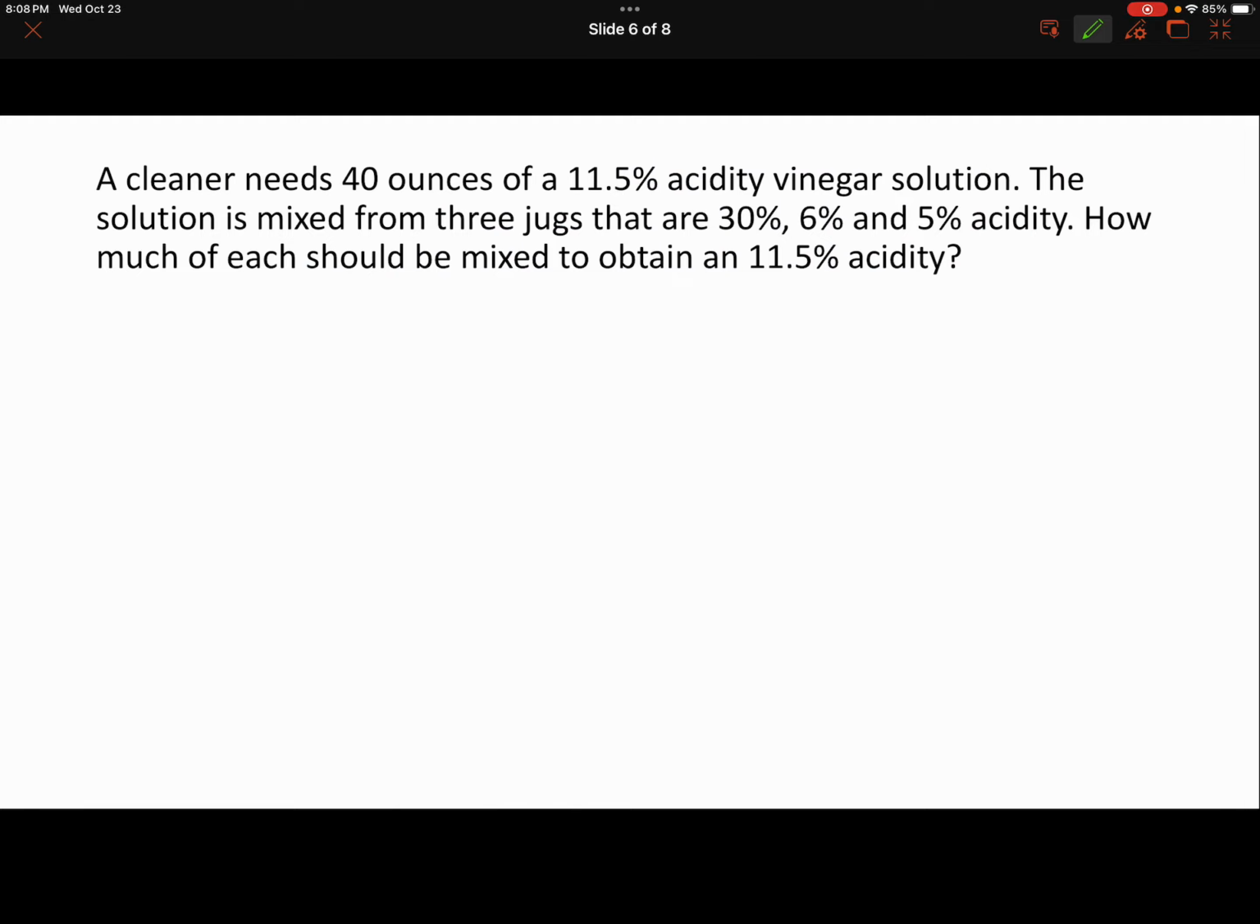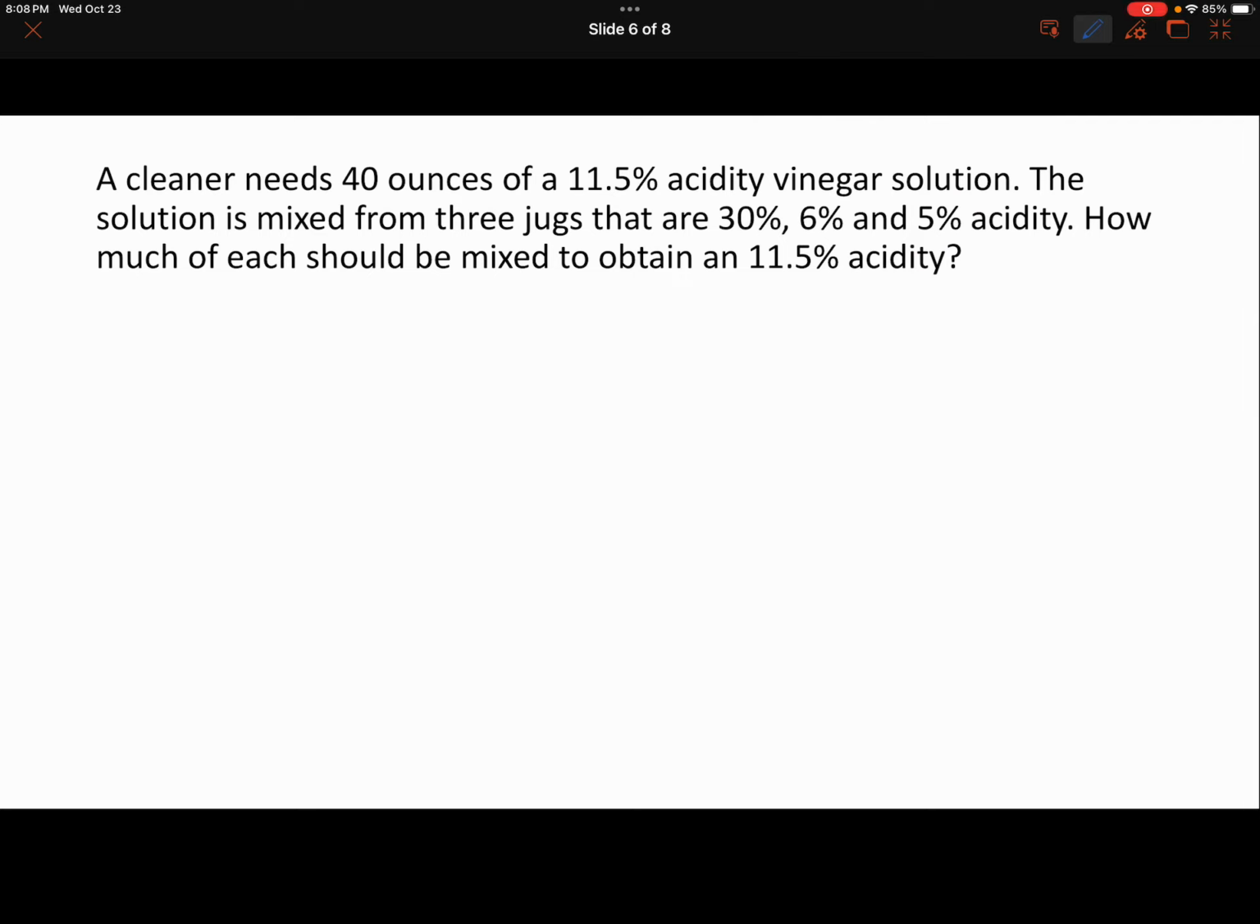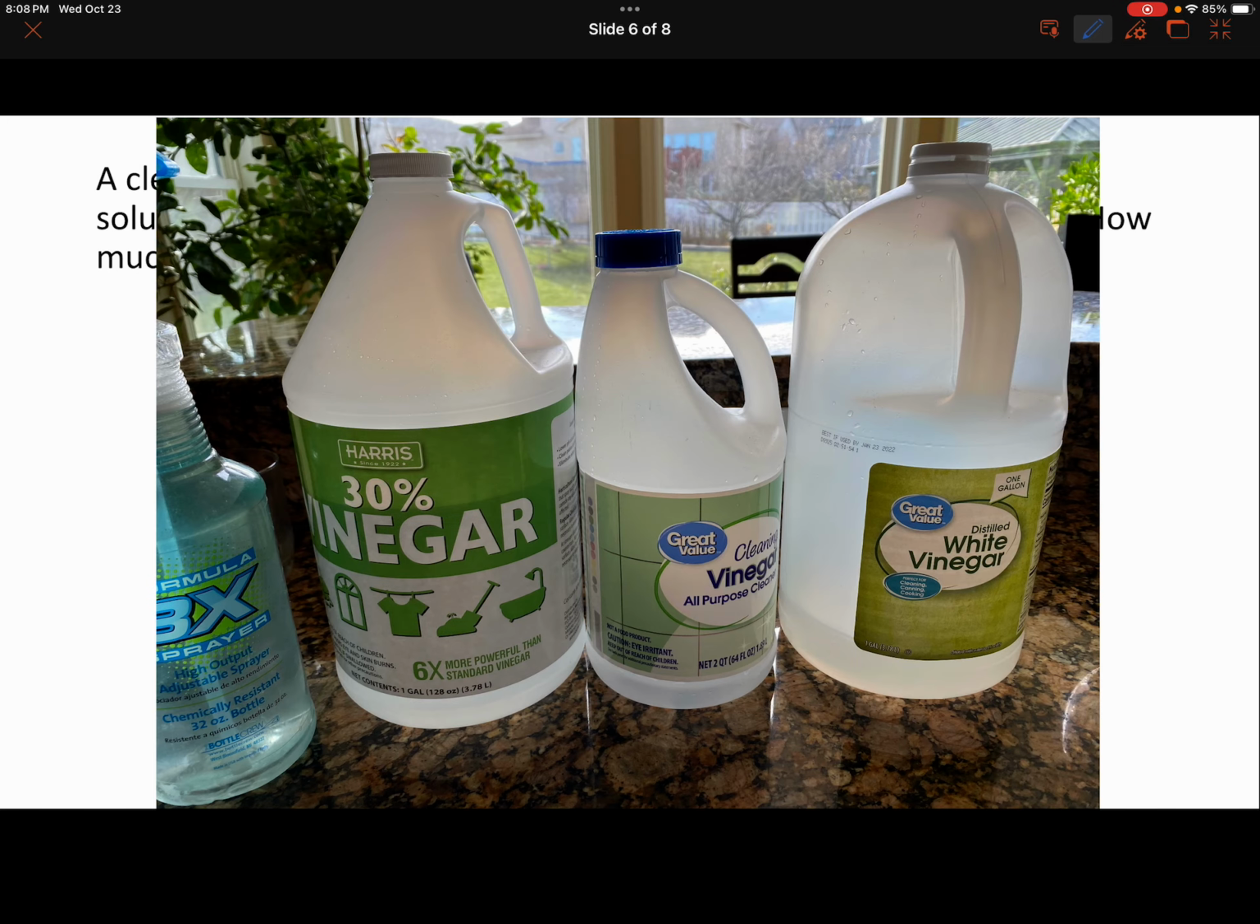And finally, we have a cleaner who needs 40 ounces of a cleaning solution, and it needs to be 11.5% acidity. So the solution is mixed from 3 jugs. Those 3 jugs are 30%, 6%, and 5% acidity. We want to know how much from each jug should be mixed in order to obtain that 40 ounces of 11.5% acidity.